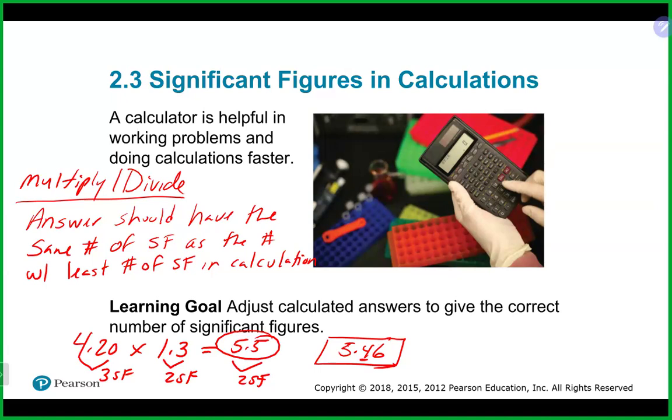Same rule applies if you were dividing numbers. You look at significant figures. So if you multiply or divide, you should always look at the number of significant figures. It is always the least number of significant figures that your answer should have.